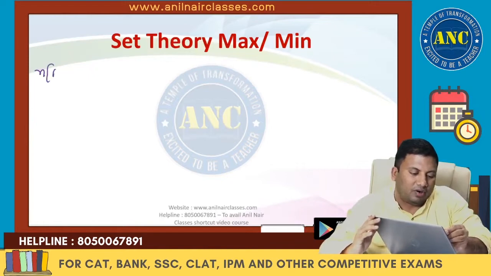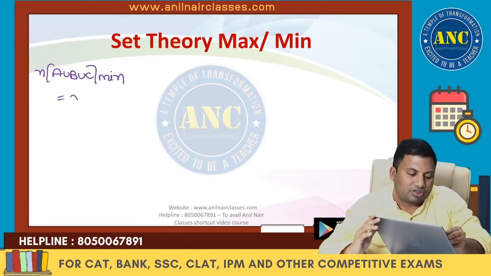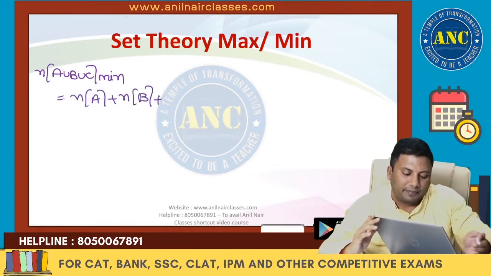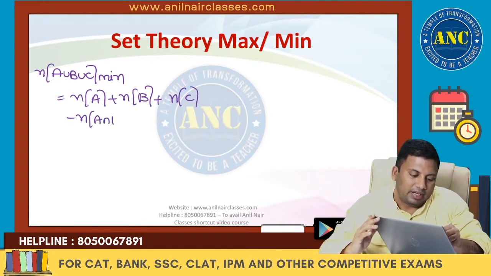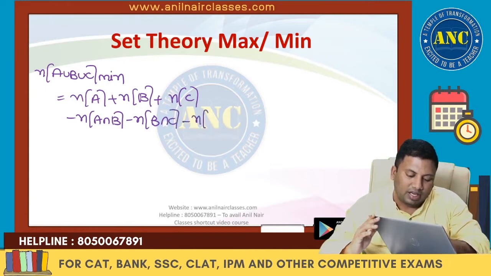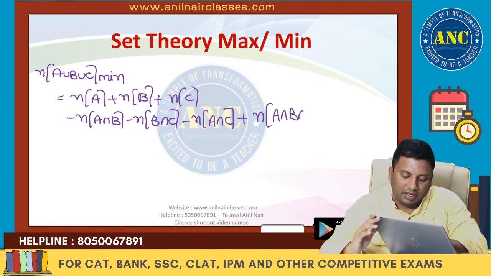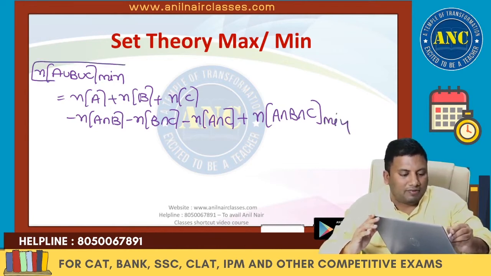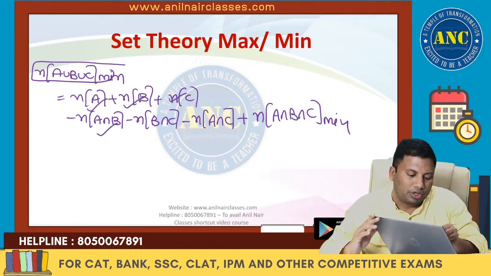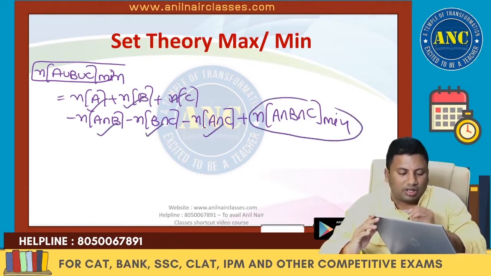We have to find n of A union B union C minimum, which is nothing but n of A plus n of B plus n of C minus n of A intersection B minus n of B intersection C minus n of A intersection C plus n of A intersection B intersection C. Because it is a plus sign, if you want the minimum value, all these values are known to you, given in the question, substitute the minimum value here.